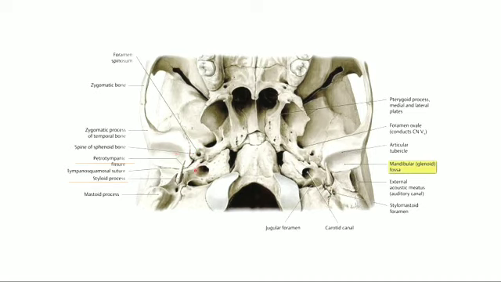Next to expect is our carotid canal here. This carotid canal is the passage for the internal carotid artery, and further at the apex of this petrous part here you have the foramen lacerum. Usually it may not be patent, as it will be closed by cartilage.